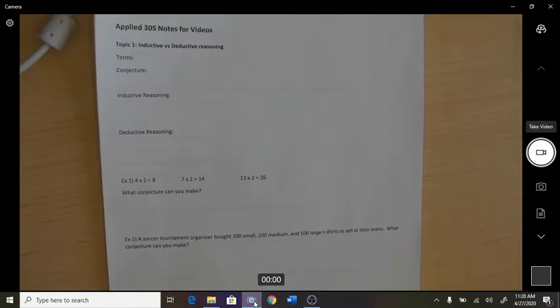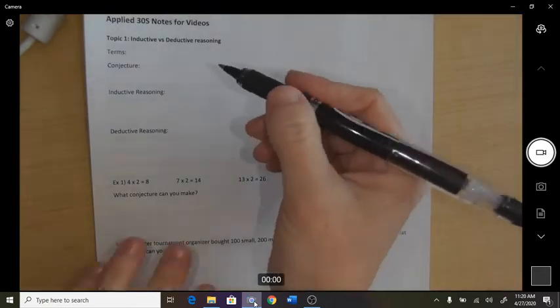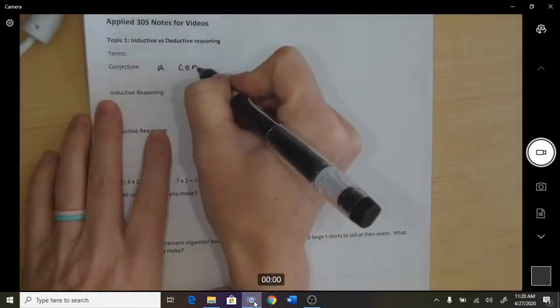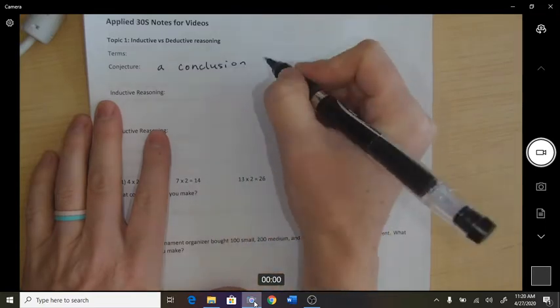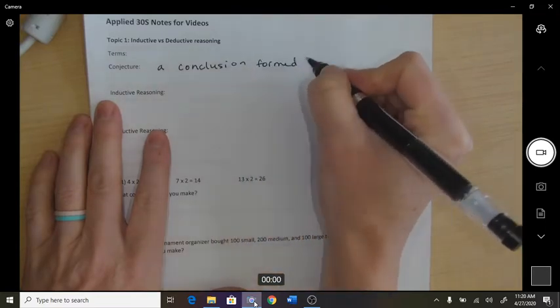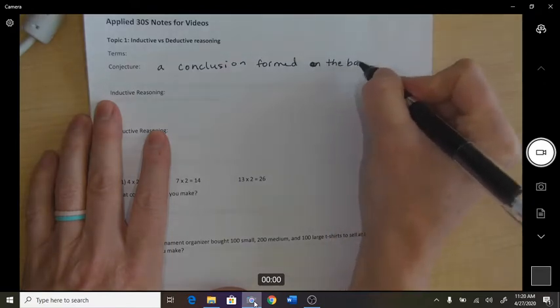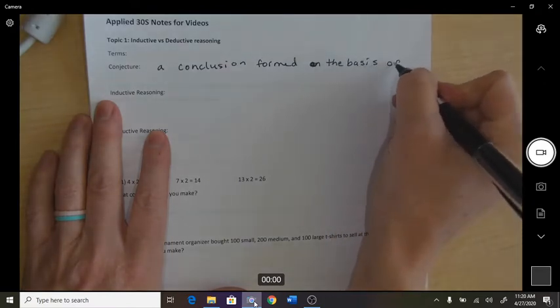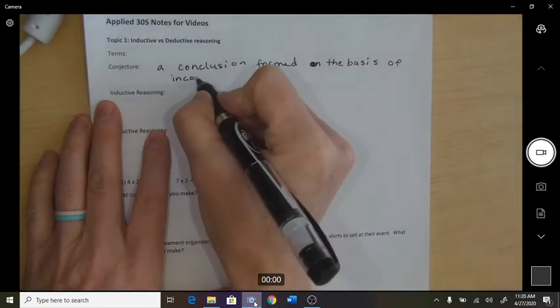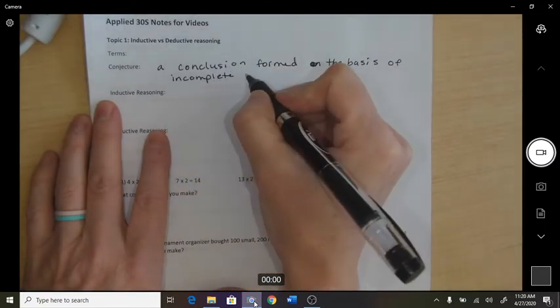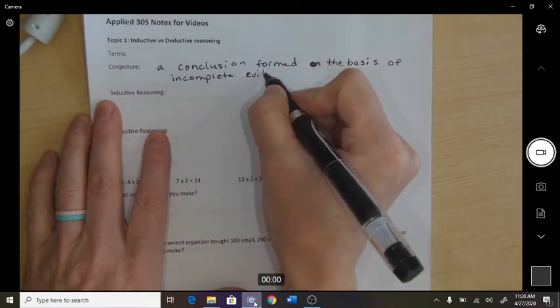Okay, starting topic 1, we are going to talk about inductive and deductive reasoning. So just to define some things, conjecture is a conclusion formed on the basis of incomplete evidence. Okay, so you're just kind of making a guess about something.